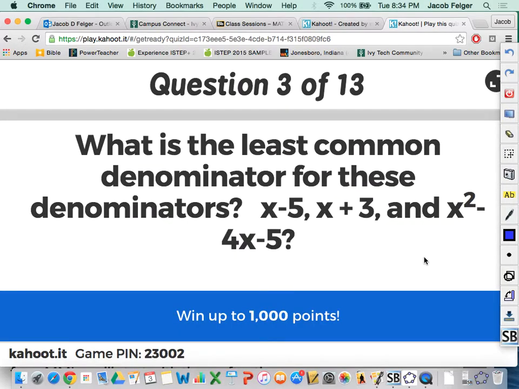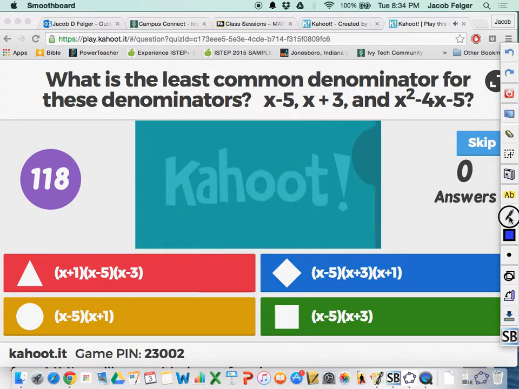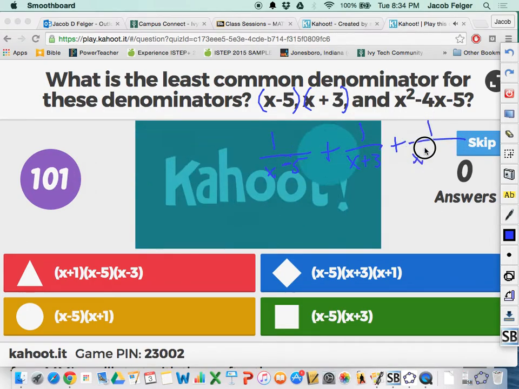All right. What is the least common denominator for these denominators? So this is pretending that we've got 3 fractions with this as a factor, this as a factor. As if we had this. Just looking for the common.